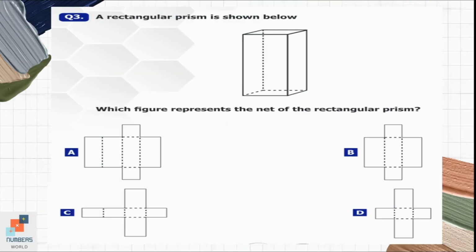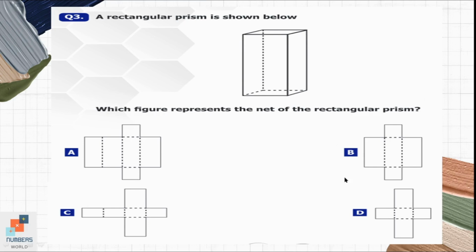Question number 3, a rectangular prism is shown below. Which figure represents the net of the rectangular prism? So we can see one small rectangle at the top and one at the bottom, and there are 4 long rectangles in the middle. So in total, there are 6 rectangles in the given rectangular prism.